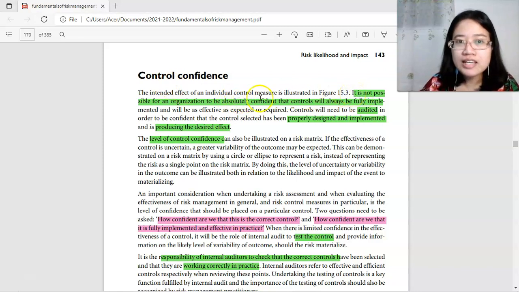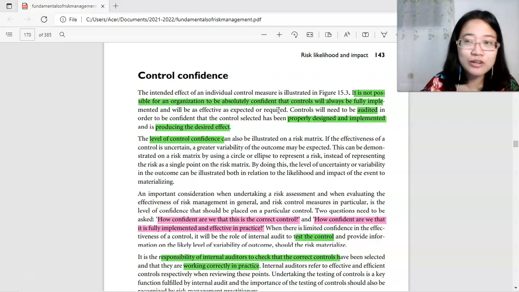Going back here, it is not possible for an organization to be absolutely confident that controls will always be fully implemented and will be as effective as expected or required. Okay, minsan kahit meron ka ng segregation of duties, 'di ba? Ang tawag dito, one of the things that could undermine that is kapag nagkaroon ng collusion between the individuals.